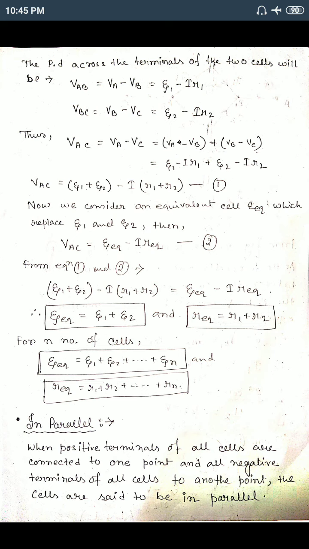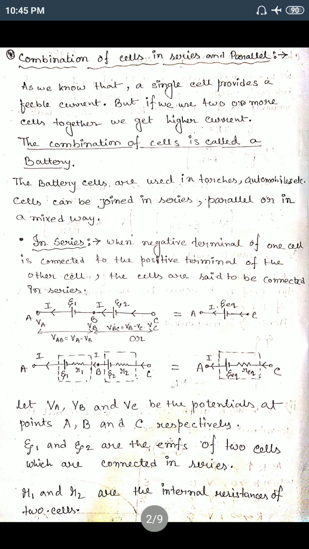Now if we consider these two as a combined system, we have only two terminals, one is A, another one is C. If we consider these two not as separate terminals but as a system, that means it is a battery. So if we consider this is a battery which consists of two cells having EMF E1 and E2, internal resistance R1 and R2, then we can say that it has only two terminals A and C.